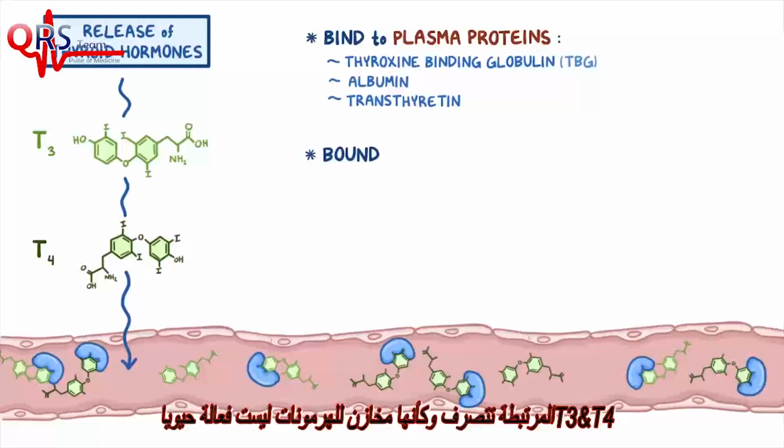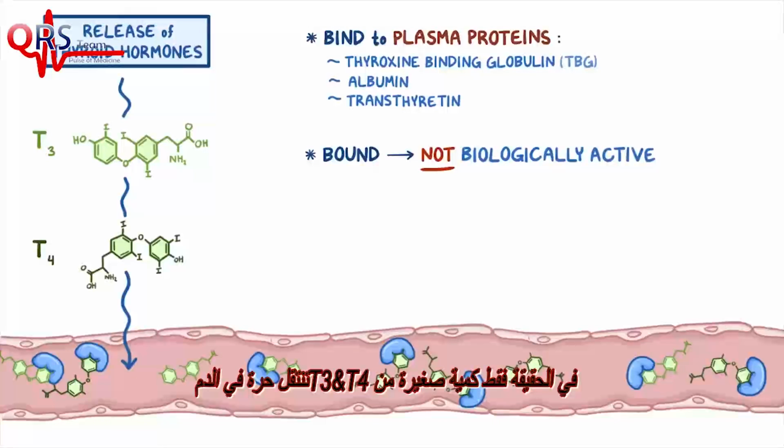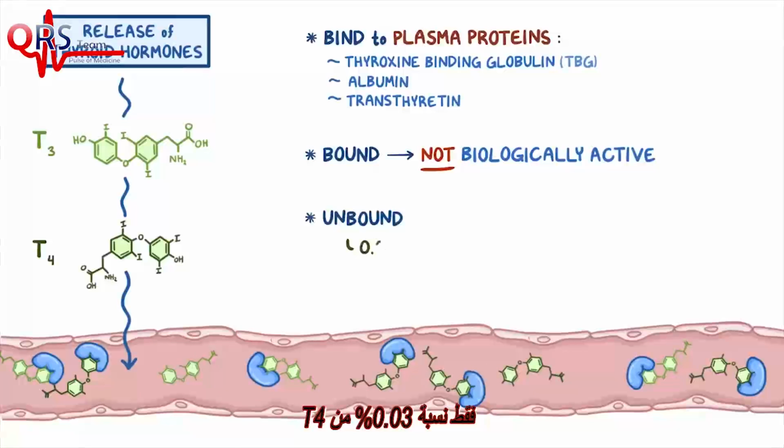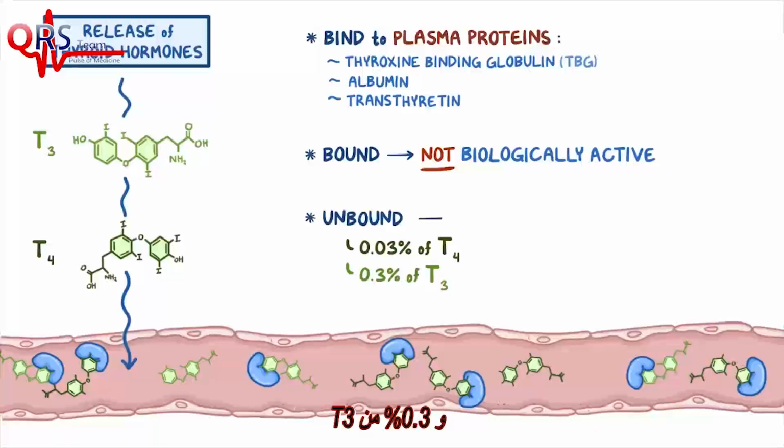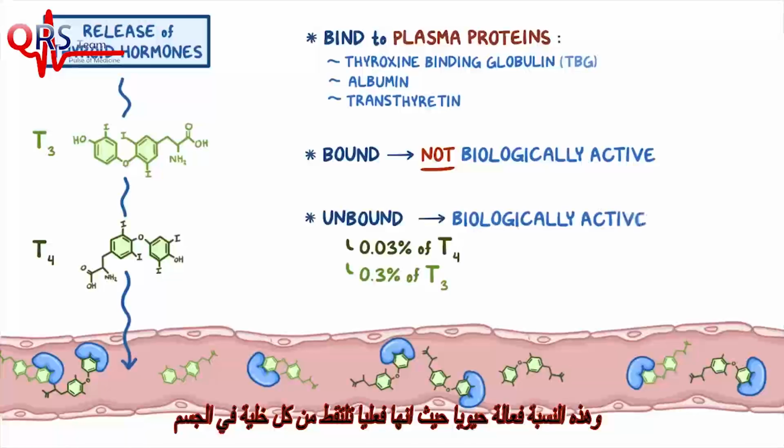Bound T3 and T4 acts like a reservoir of hormone that's not biologically active. In fact, only a small amount of T3 and T4 will travel unbound in the blood, about 0.03% of T4 and 0.3% of T3, and this fraction is biologically active, which means that this is what gets picked up by virtually every cell in the body.